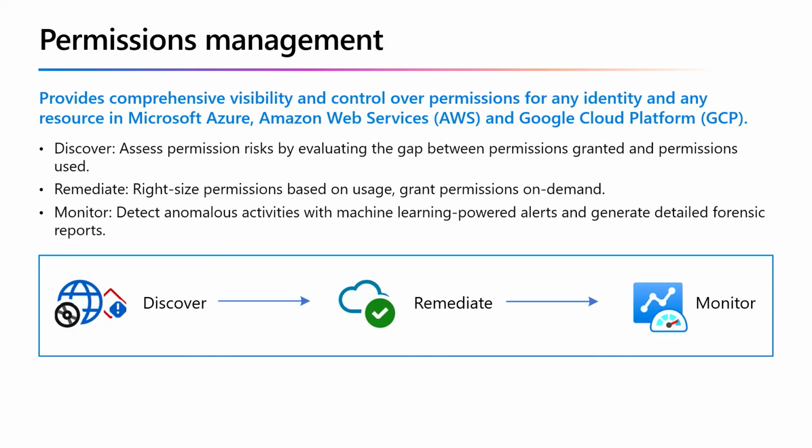In the discover use case, customers can assess permission risks by evaluating the gap between permissions granted and permissions used. Then, in the remediation use case, customers can right-size permissions based on usage and grant new permissions on demand, for example. In the monitor use case, customers can detect anomalous activities with machine learning-powered, ML-powered alerts and generate detailed forensic reports.